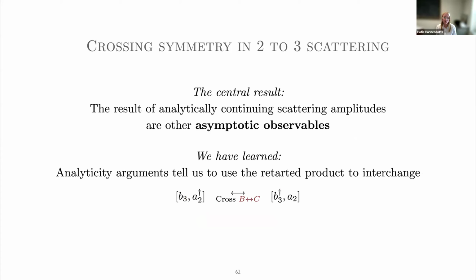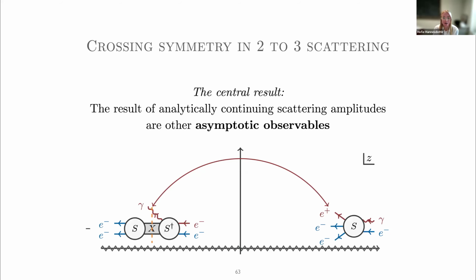And we learned in part 2 of the talk that analyticity arguments tell us that we can use the retarded product to interchange basically these operators here. So we're not interchanging an S matrix and a conjugated S matrix, but rather just these two operators at a time. So now we've learned what actually happens if we analytically continue a scattering amplitude. What actually happens is that in the new channel, we land on this waveform, the expectation value of measuring a particle in the background of scattering of the other ones.